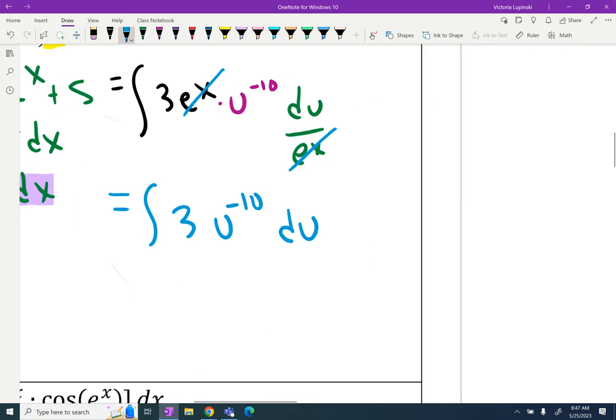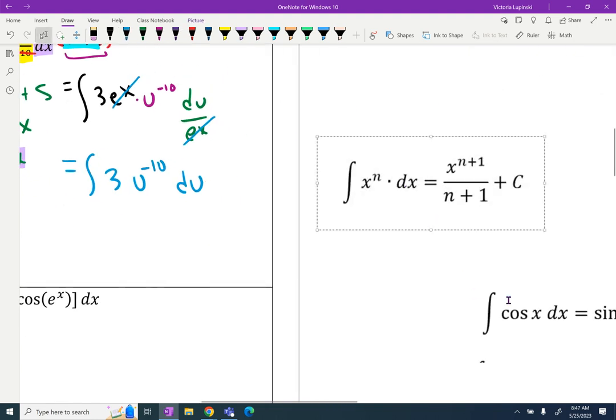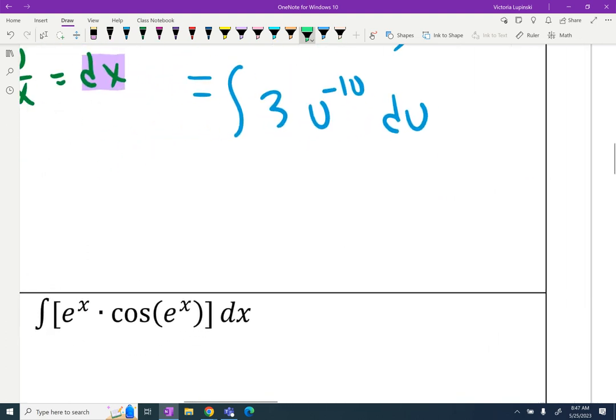Now it's a power rule problem. So here's a reminder of the power rule. If you're integrating something raised to an exponent, remember you're going to raise it to the 1 higher power, and then you're also going to divide by that power. So if you're integrating this guy right here, you're going to leave the 3. What's 1 higher than negative 10? Negative 9, divided by negative 9.